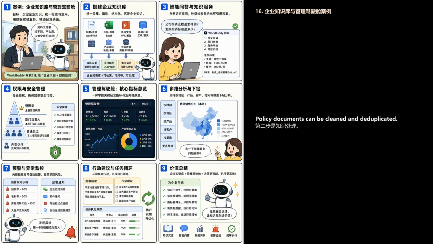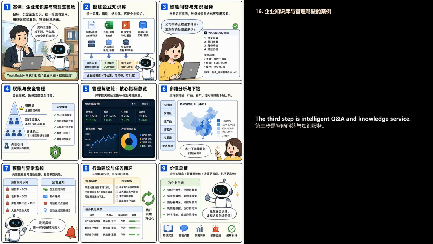The second step is knowledge processing. Policy documents can be cleaned and deduplicated. Sensitive information should be desensitized. Documents can be parsed, OCR read, and segmented. Content can be sliced and stored as vectors. The final result is an enterprise knowledge base that is searchable, answerable, and citable.